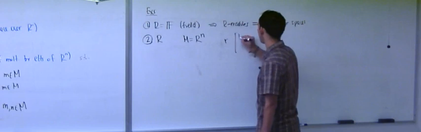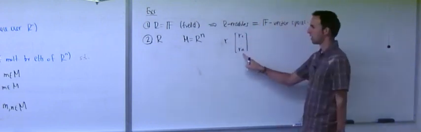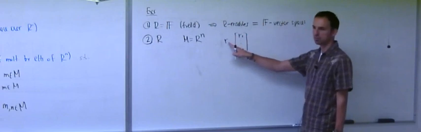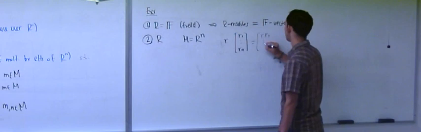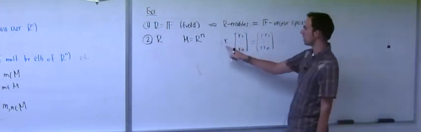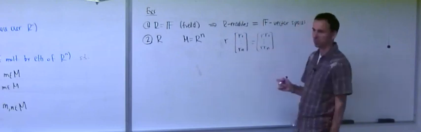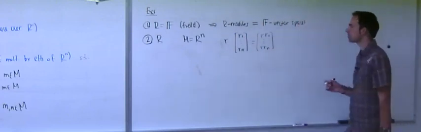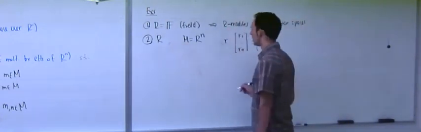If you want to multiply a vector in R to the n by an element of R, then the natural thing to do is just multiply component-wise. And the reason you can do this is that R and R1 and all of these guys are in your ring, so you know how to multiply them. Okay? So that's an example.